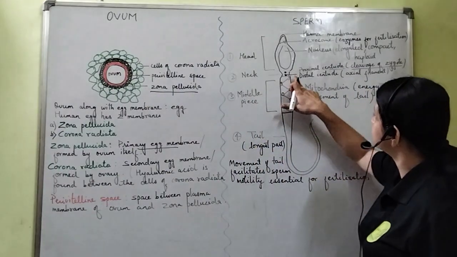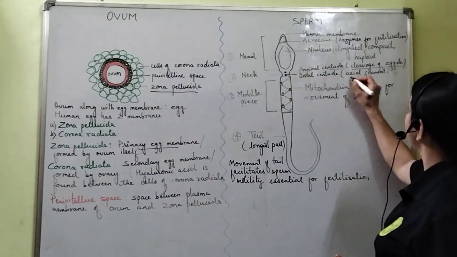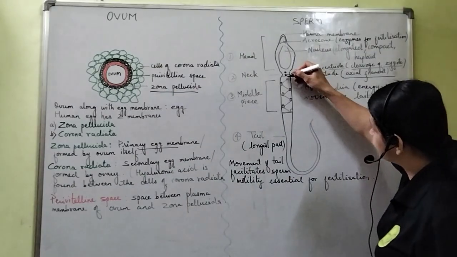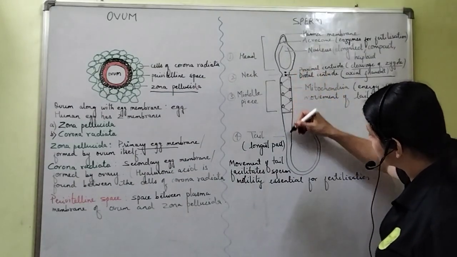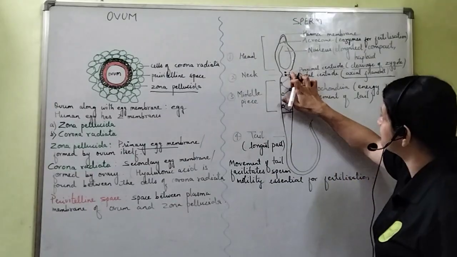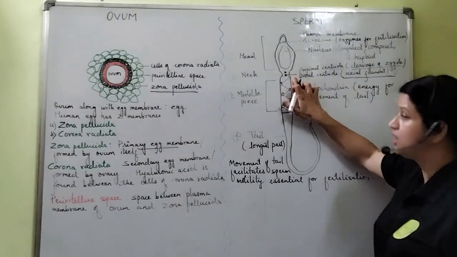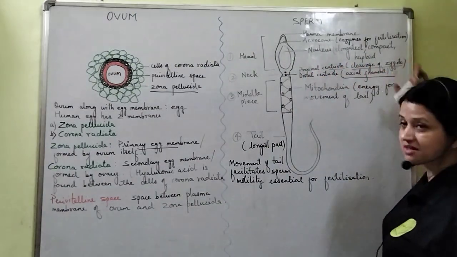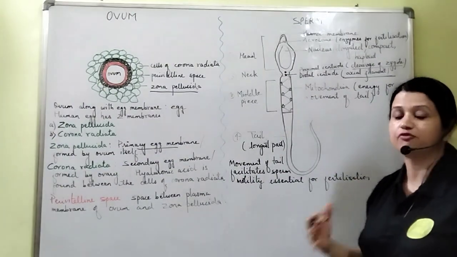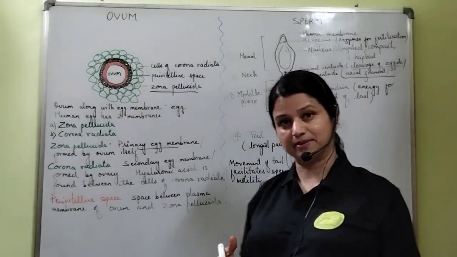Clear? And this distal centriole, it helps in the formation of axial filament, and the axial filament passes through the middle piece and it passes through the tail. Clear? So proximal centriole and distal centriole. Proximal centriole helps in the cleavage of zygote, and distal centriole helps in the formation of axial filament.